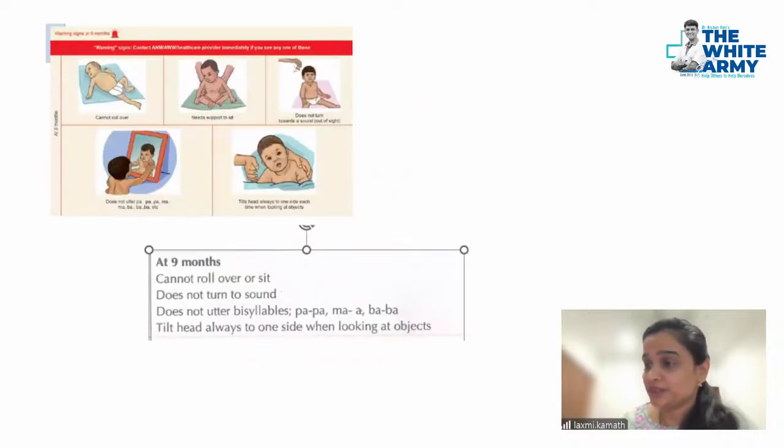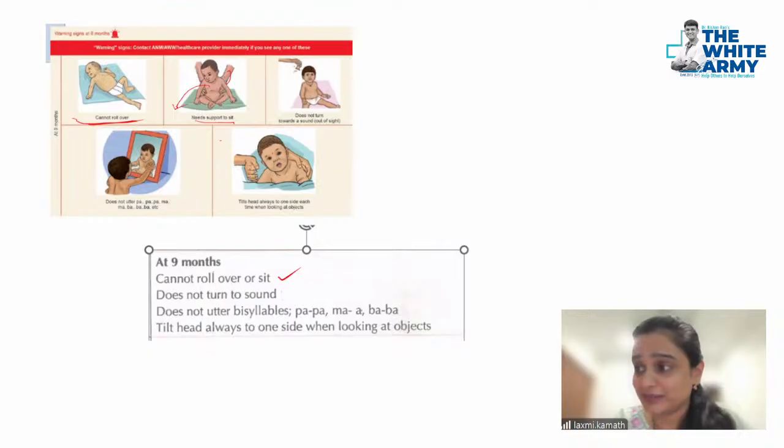Then coming to the 9th month. So 3, 6, 9, 12, you have to know the red flag signs. So at 9 months, if the child is unable to roll over or sit with support, you can see the child is just lying down. It is not able to roll over. And it takes support to sit, not its own tripod position or its own support. It needs the support of the person, the caregiver. Otherwise, the child will just fall on that side. That is a red flag sign.